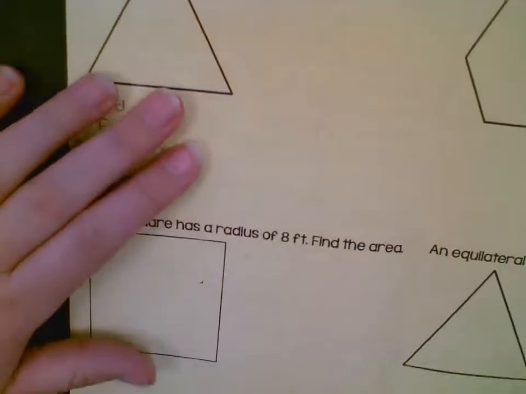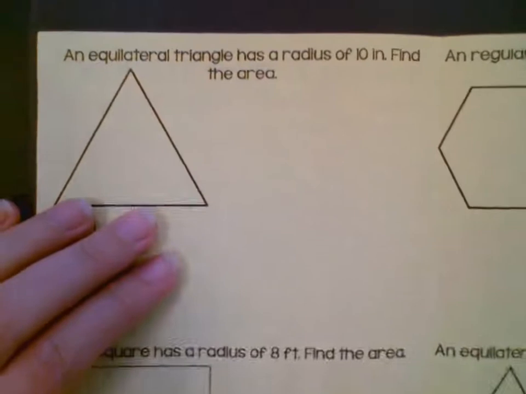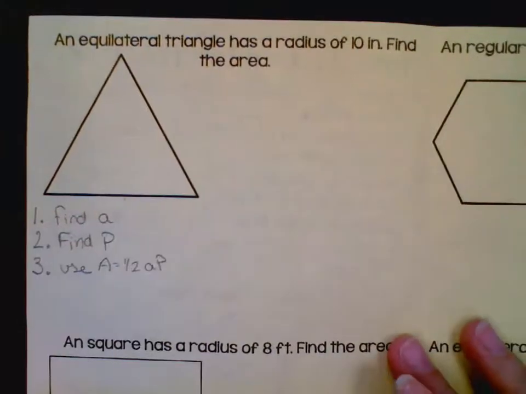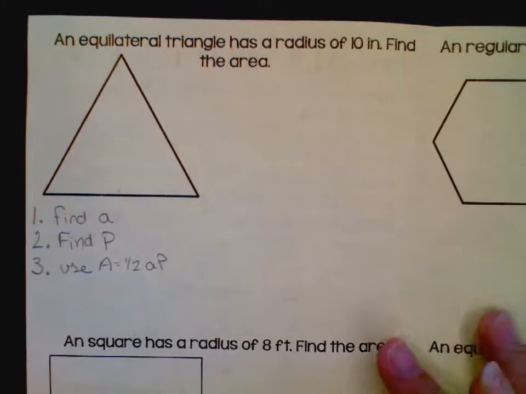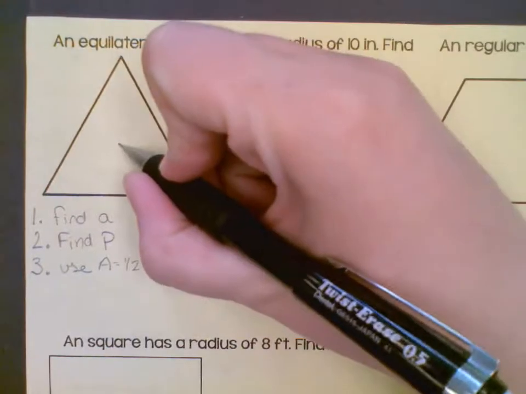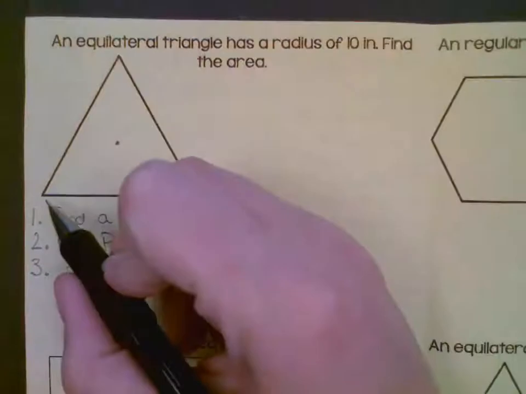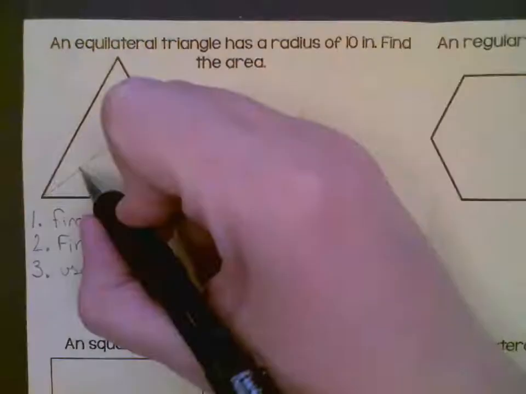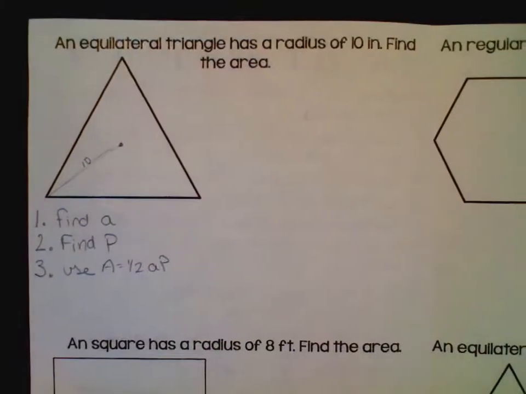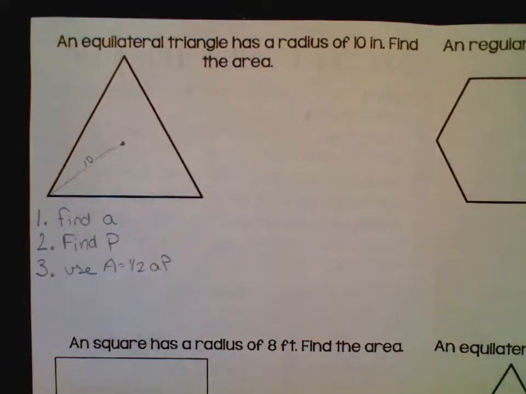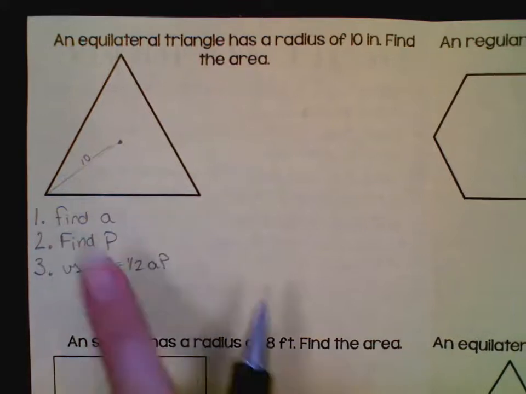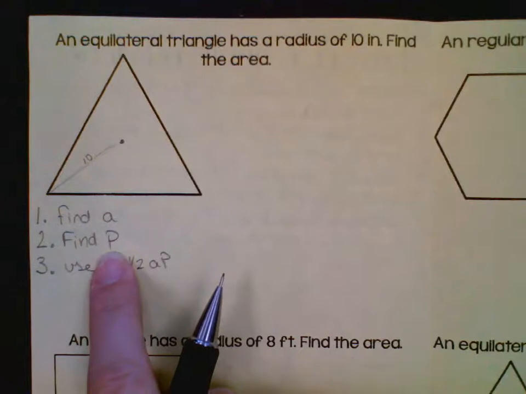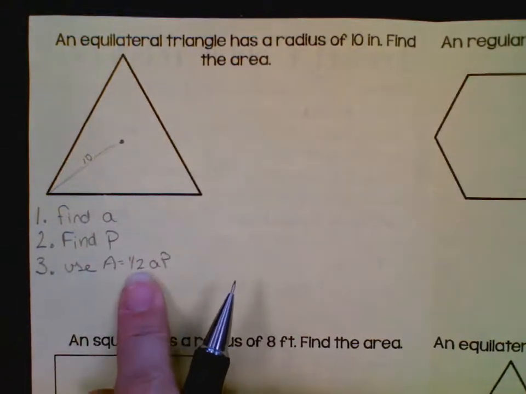Okay, so for our next problem, it says to find the area of the triangle that has a radius of 10. Okay, so we were just given the picture of the triangle, so I'm going to draw in a center so I can draw in my radius. So they told us that that was 10. So that doesn't really help us much because we need to know our apothem and our perimeter. So I wrote out some steps of what we're going to do. So we're going to find the apothem, we'll find the perimeter, and then we'll use our formula.